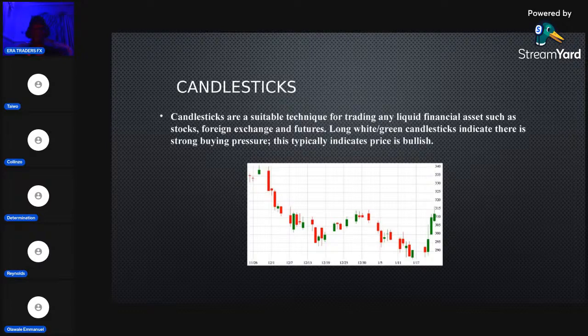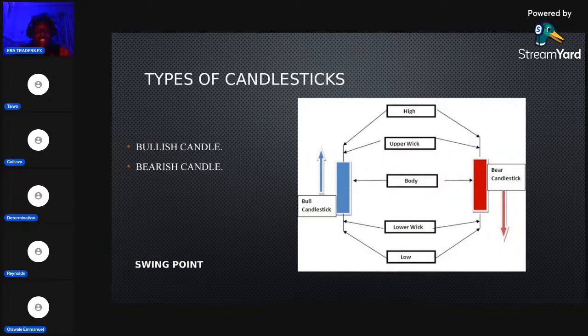So we have two types of candlesticks: the bullish candlestick and the bearish candlestick. The bullish candlestick is the buy candle. When I say bullish, price is going up, price is moving up. When we say price is bearish, price is coming down. Do you understand? Bearish is sell, bullish is buy.